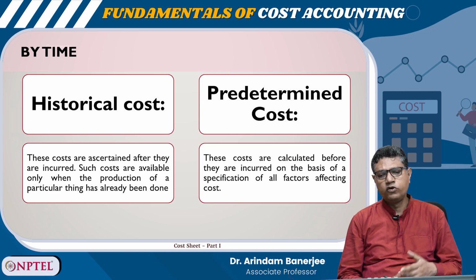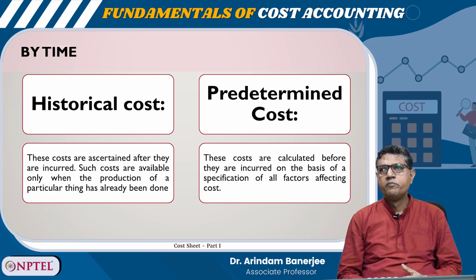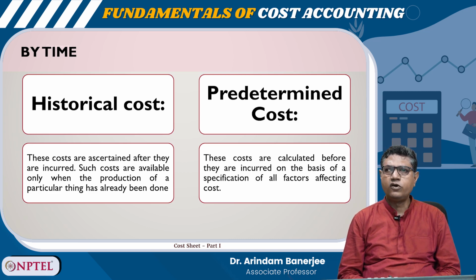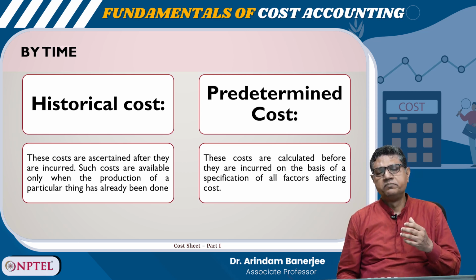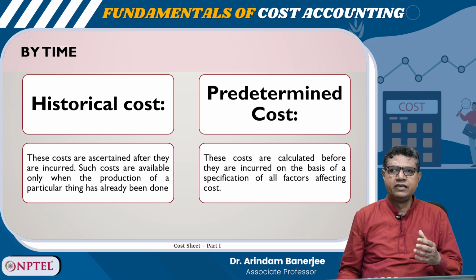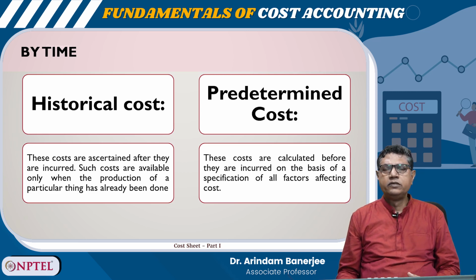These are ascertained, already been incurred, right? Predetermined cost: these costs are calculated before they are incurred on the basis of specification of all factors affecting cost. That is, it is kind of futuristic in nature, right? So this is the classification by time.